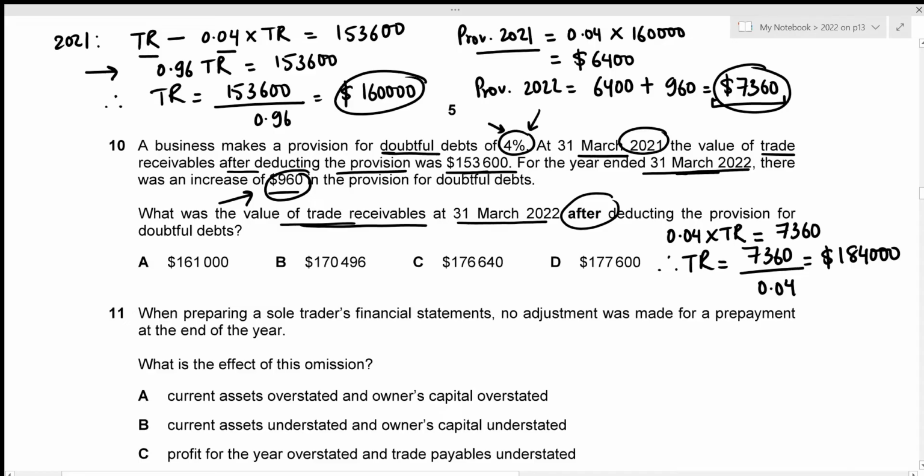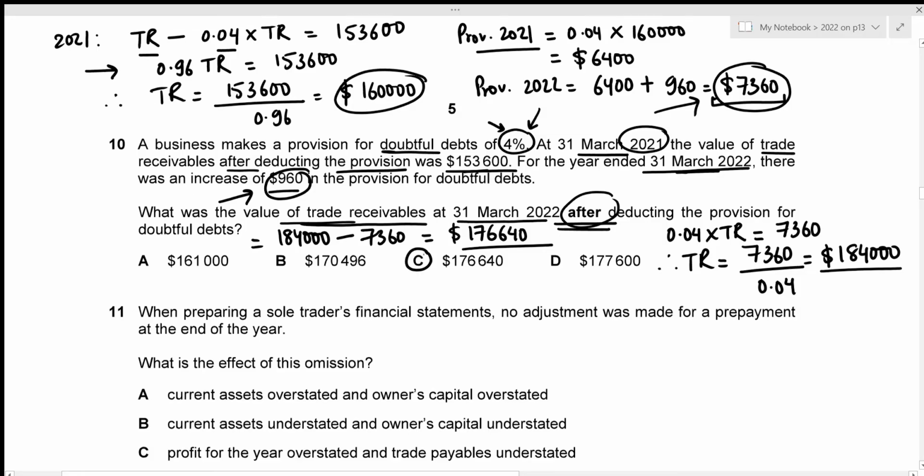And we're being asked to figure out the value of trade receivables at 31st March 2022 after deducting the provision. So we have our total trade receivables to be 184,000, and the provision for the year ended 31st March 2022 was 7,360. So the answer that we actually require is going to be 176,640, which is given in option C. So that will be our correct answer. This concludes question number 10. We can now move towards question number 11.